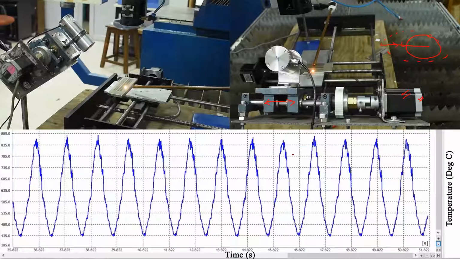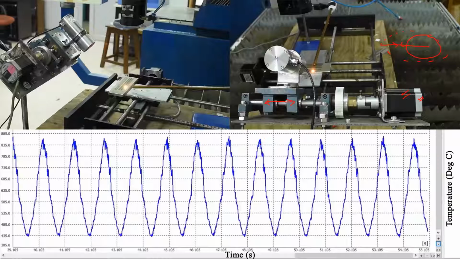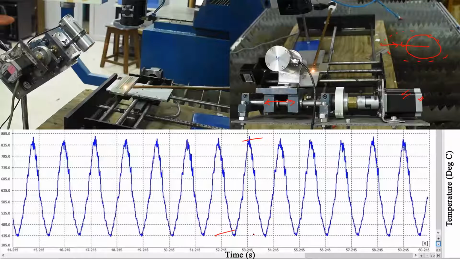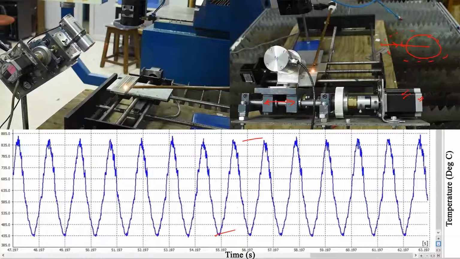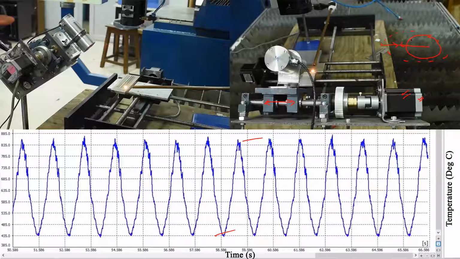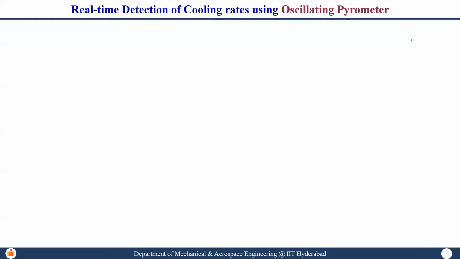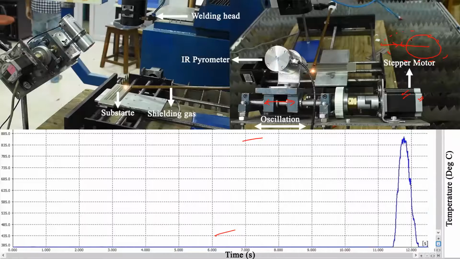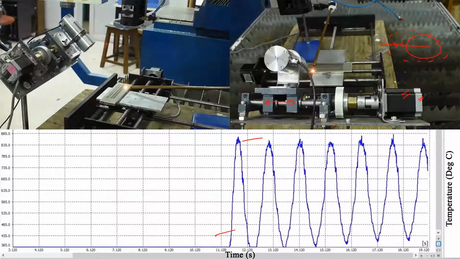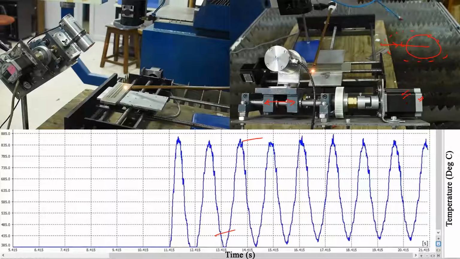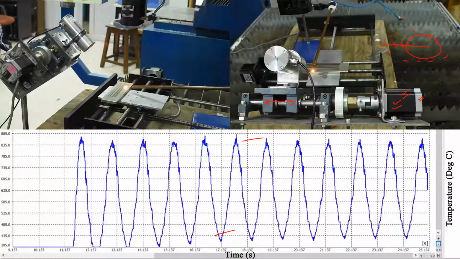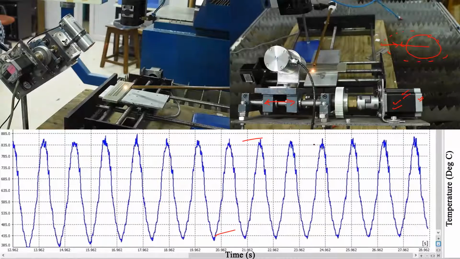Now just apply a few algorithms where you measure the peak temperature and the lowest temperature, you subtract them, and you know the frequency at which this is scanning. From that you can determine the time difference, delta t. Using this technique, you are in a very good position to determine the cooling rate in real time. You can replace this motor with several other things. Like I said, being mechanical, this is what I could think of. So this is what we did, and we were able to determine it using a single pyrometer.